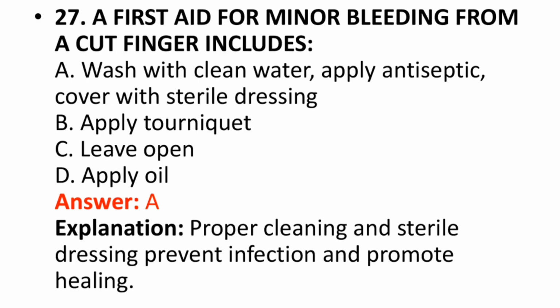First aid for minor bleeding from a cut finger includes: option A, wash with clean water, apply antiseptic, cover with sterile dressing. Option B, apply tourniquet. Option C, leave open. Option D, apply oil. The correct answer is option A, wash with clean water, apply antiseptic, cover with sterile dressing. Proper cleaning and sterile dressing prevent infection and promote healing.